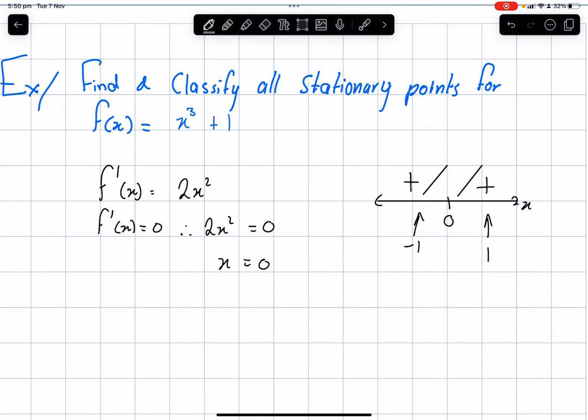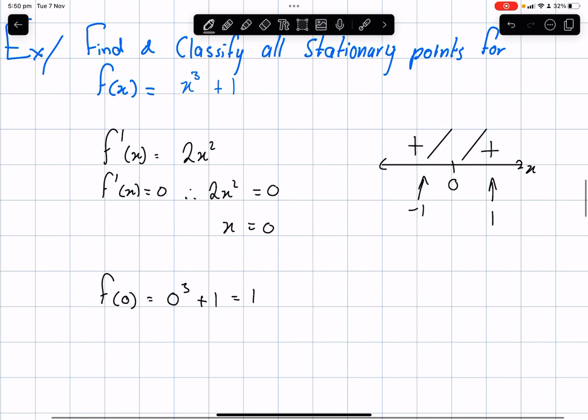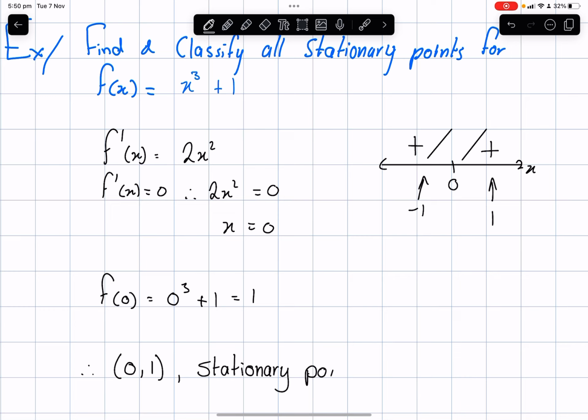Now that's super close to being a full answer, but we don't have the y coordinate of that. We don't know if it's going to be on the x-axis or not. So to find a y coordinate, we substitute our x back into my original function up here. So I'm substituting in 0 cubed plus 1, which equals 1. That means at the coordinate (0, 1), there is a stationary point of inflection.